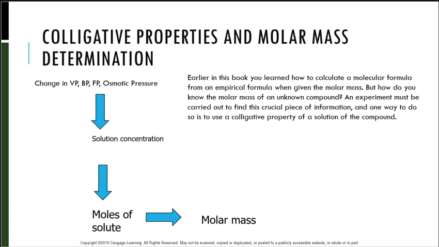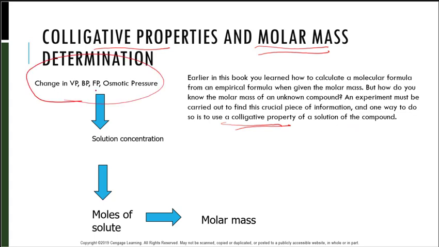Finishing up this section, we're going to look at colligative properties and molar mass determination. So earlier in this book, actually in Gen Chem 1, you learned how to calculate a molecular formula from an empirical formula when given the molar mass. But how do you know the molar mass of an unknown compound? An experiment must be carried out to find this crucial piece of information, and one way to do so is to use a colligative property of a solution of the compound.